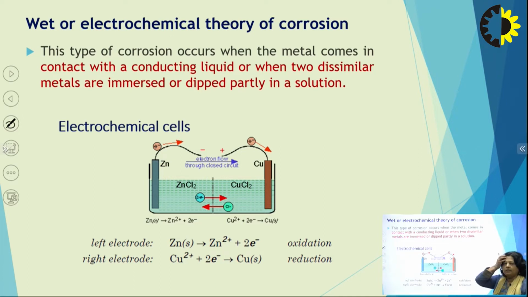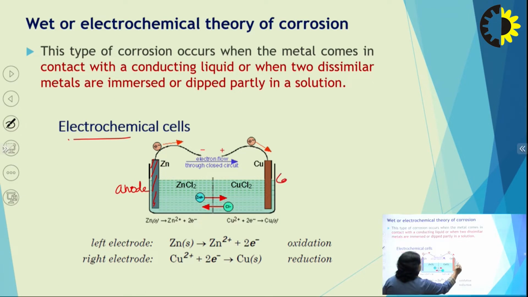The next part of corrosion is the wet or electrochemical theory of corrosion. When we are talking about the electrochemical theory of corrosion, we have to first revise what an electrochemical cell is. In an electrochemical cell, there is one part referred to as the anode and another part referred to as the cathode. Oxidation always takes place at the anode and reduction always takes place at the cathode.